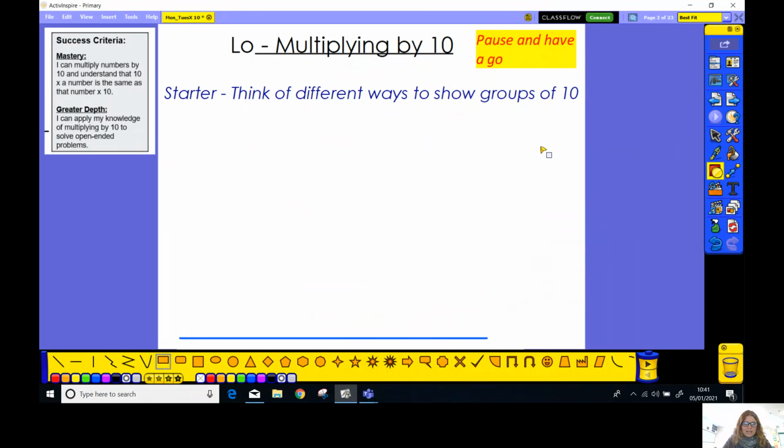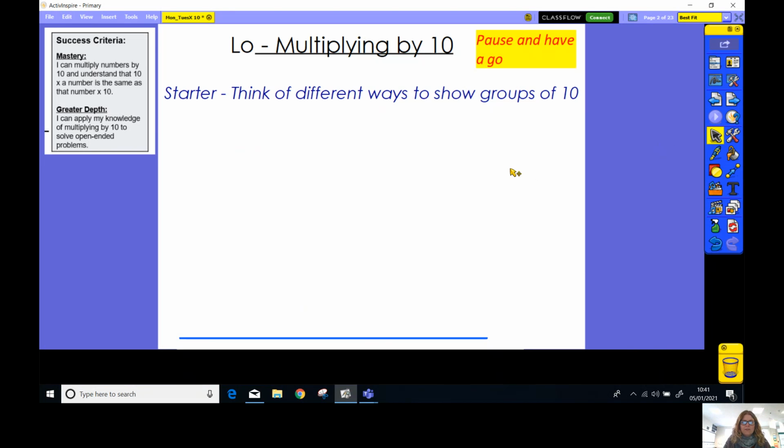Okay, we're going to be multiplying by 10 today, so pause the video and write today's LO. Our starter today is to think of different ways to show groups of 10, maybe 4 groups of 10. You could use pictures, counters, or Dienes, or even numbers. Pause the video and have a go at that now.